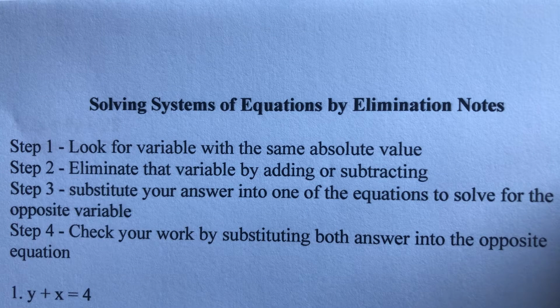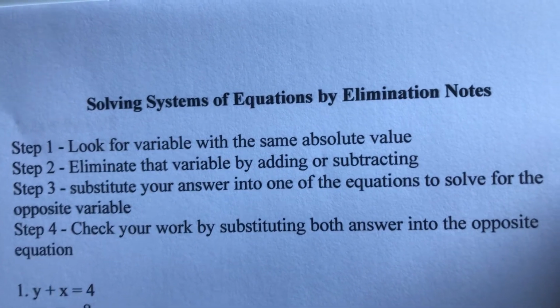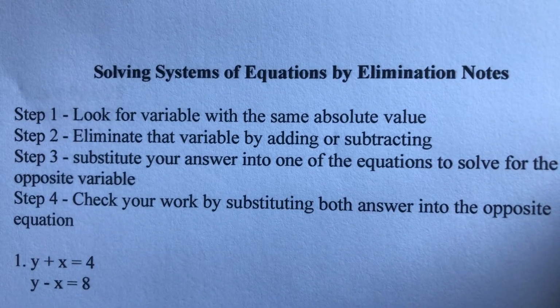Step 3. With step 2, that's going to lead us to solving for one of our variables. So step 3, we're going to substitute just like we did in the last one. So that's the first 2 steps is the new stuff. We have to substitute back in, substitute your answer into one of the equations to solve for the opposite variable. So just like in the substitution. And then we're going to check our work.